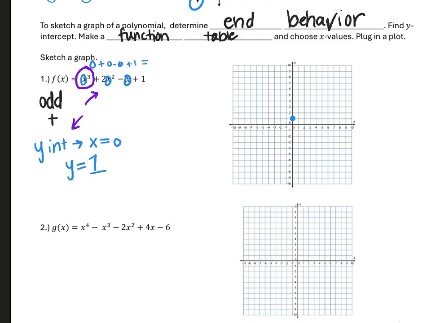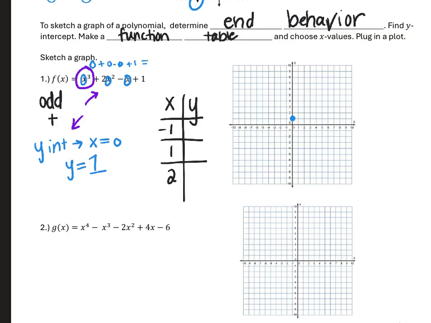And then I'm going to plot at least 3 other points. The way that I can do this is by using a function table. If you don't know how to graph and you don't know where to plot points, you can always make a function table and figure out x's and y's. In a function table, you choose the x. So I'm going to do -1, 1, 2. I'm not going to do 0 because we already know the intercept. This will give us 3 other points that we can plot.